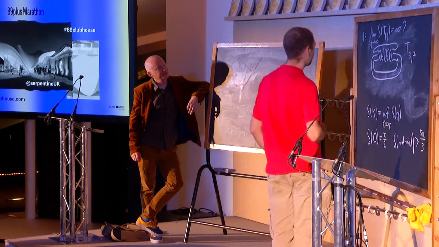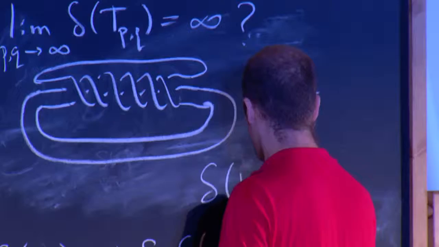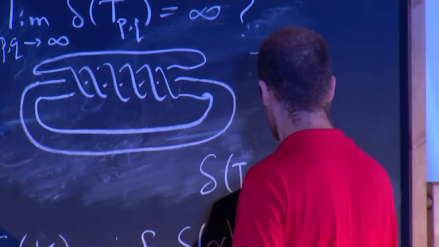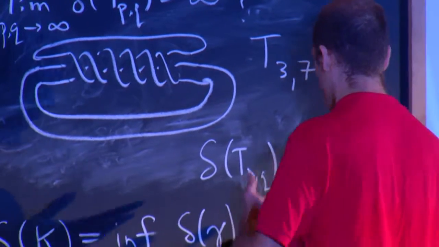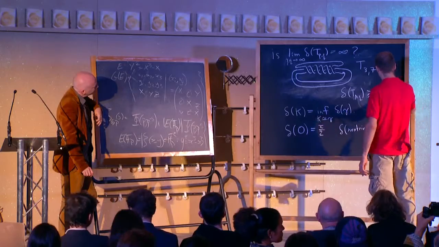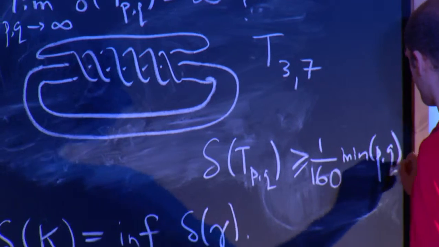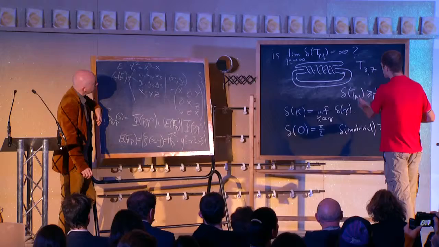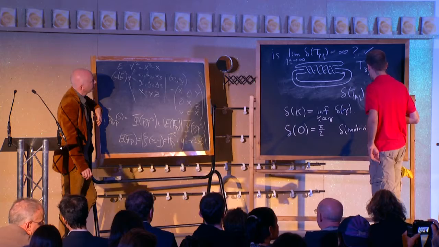It's symmetric. Okay. So what I showed is that the distortion of the PQ torus knot is at least some constant, which is not particularly important, probably can be improved, times the minimum of P and Q. So in particular, this limit is infinity. So this solves this.